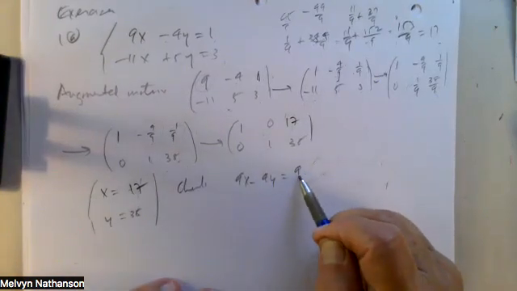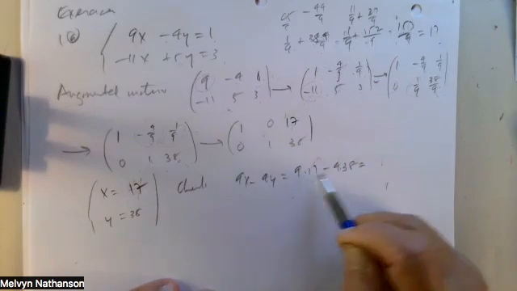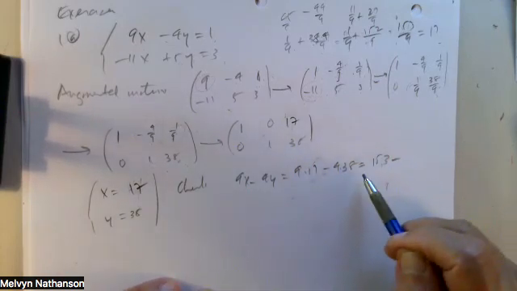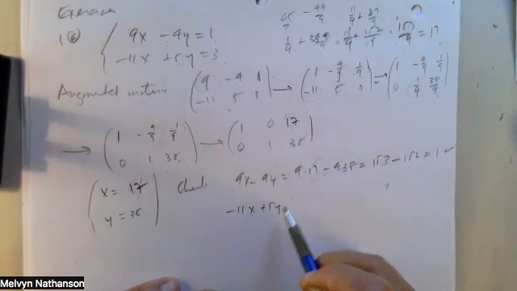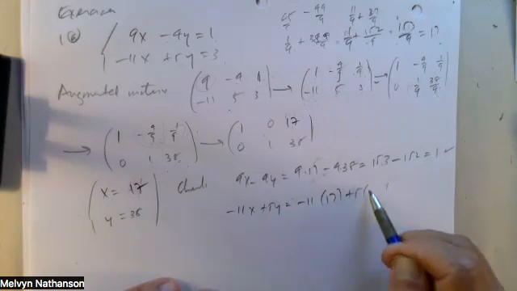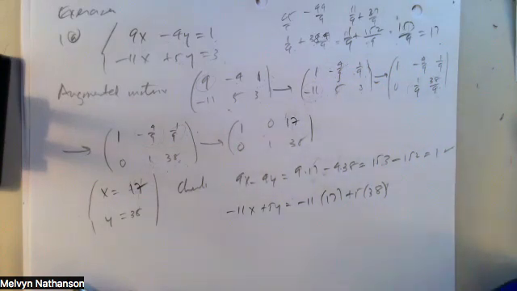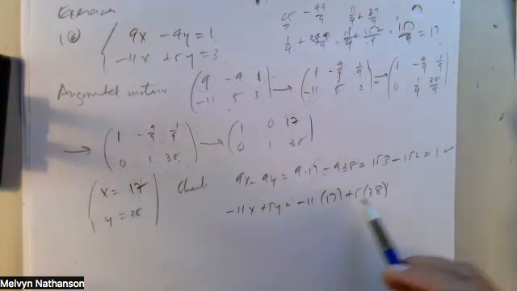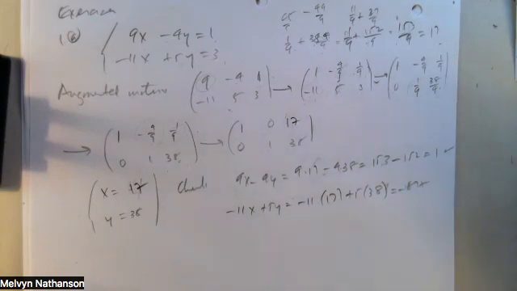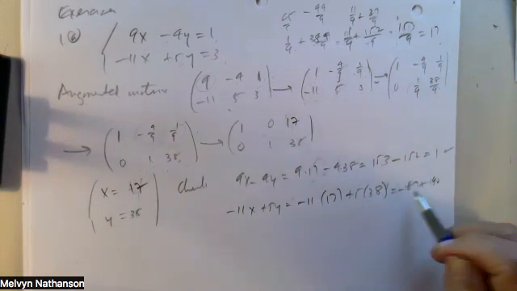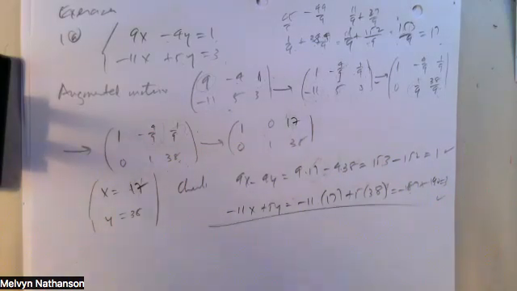So let's check. 9x minus 4y is 9 times 17 minus 4 times 38. 9 times 17 is 153. 4 times 38 is 152, and that's 1, so that checks. Minus 11x plus 5y is minus 11 times 17 plus 5 times 38. Right? Minus 11 times 17 is minus 187, and 5 times 38 is 190. 190 minus 187 is 3, so it works. So we solved the problem.